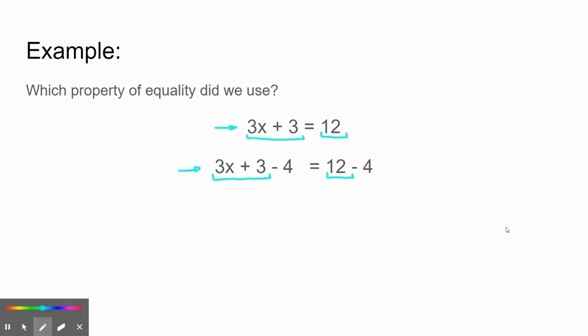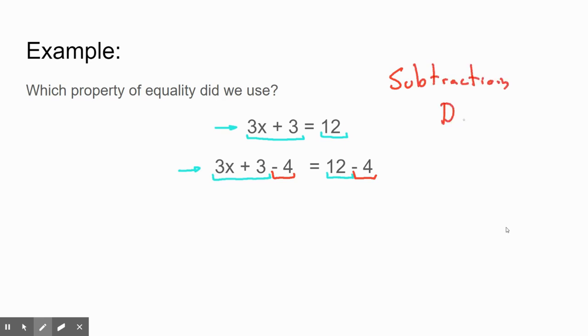That leaves us with this minus 4 and a minus 4. You'll notice that we did the same thing to both sides. We subtracted 4 from both sides. So that means we use the subtraction property of equality. And unless you're writing like a CER or something, you can just abbreviate property of equality as POE. Hopefully your teachers will know what you're referring to.